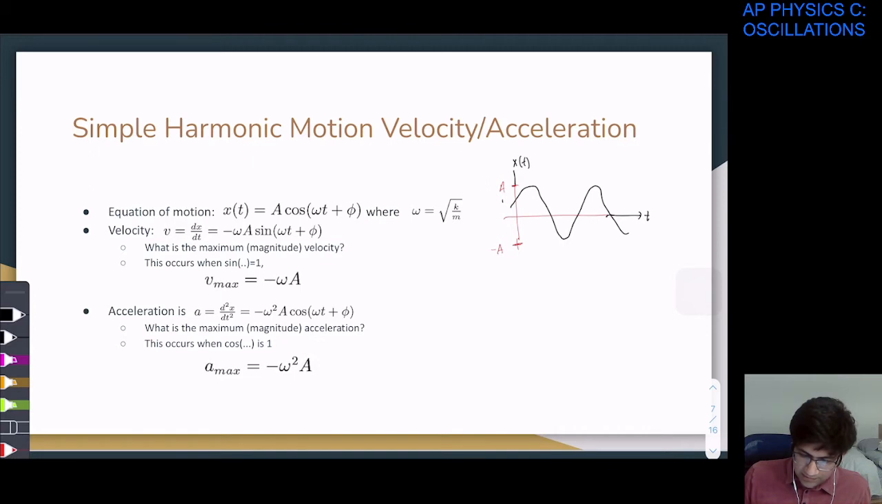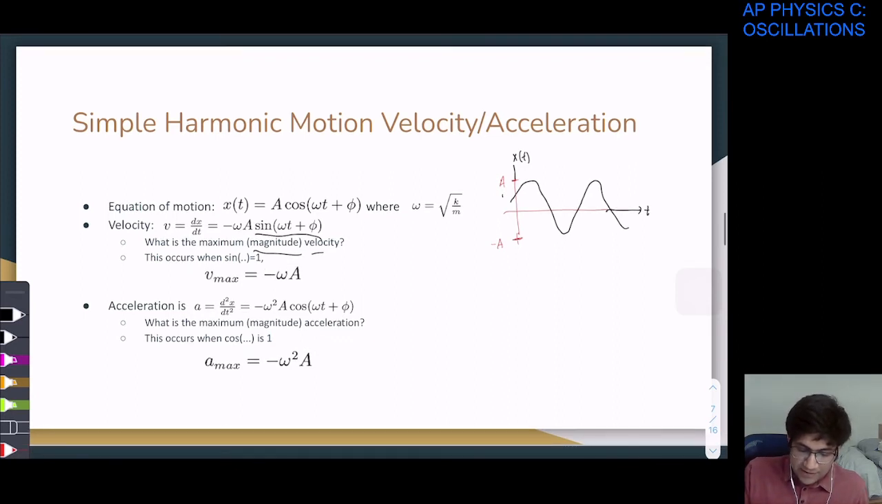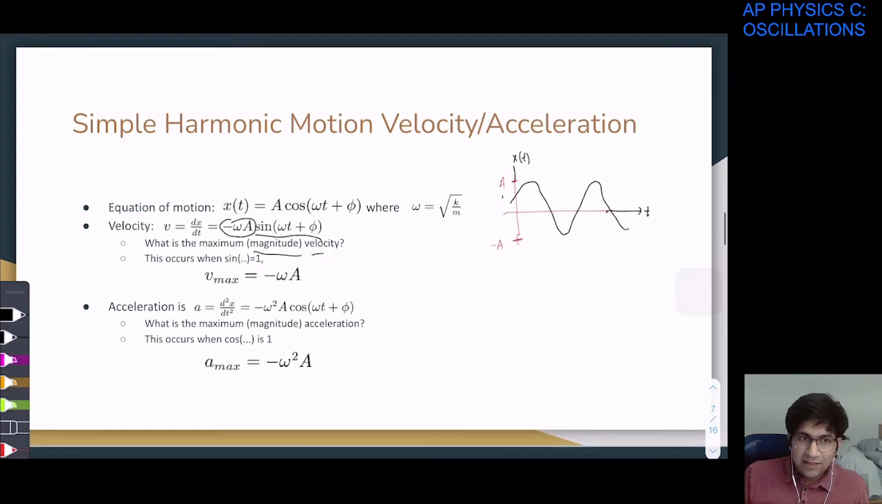And those are supposed to be sinusoids. But yeah, exactly. This is what our position looks like. Now our velocity that we just solved for, what's the maximum velocity? Well, we just apply the same logic. Sine has a maximum value of 1 in magnitude. So the thing that sets our maximum velocity is just the coefficient, which is minus omega times A.